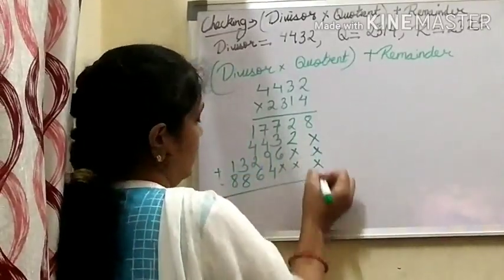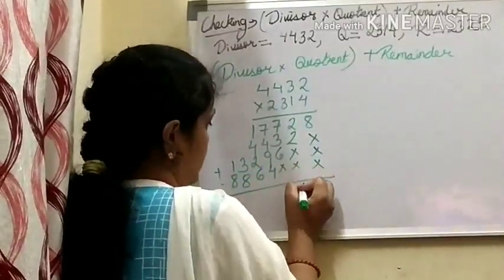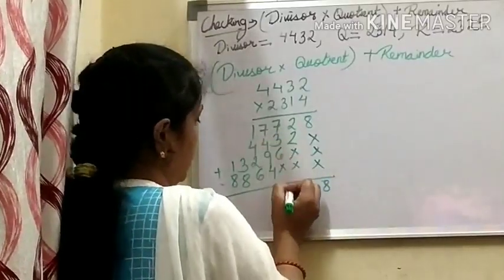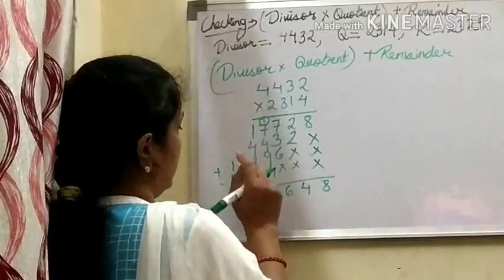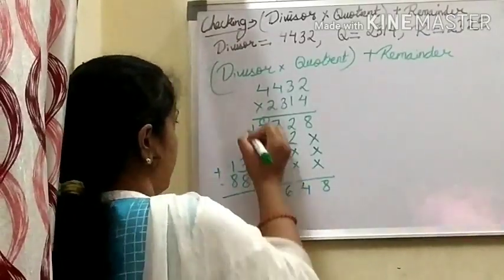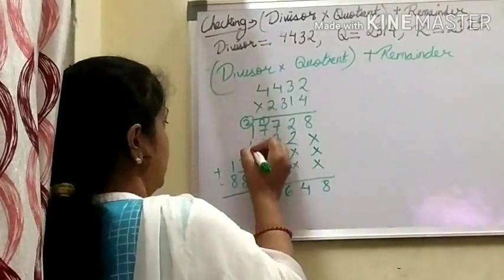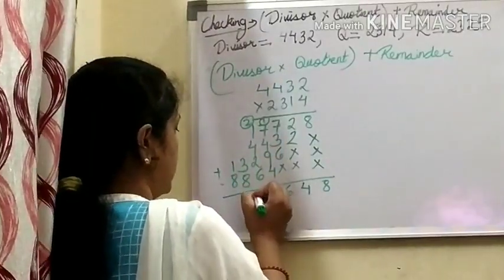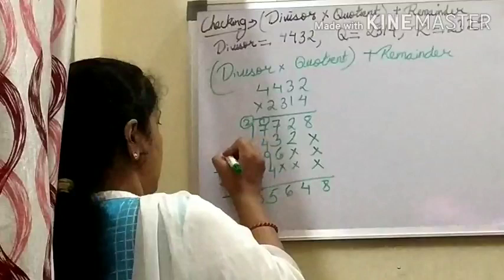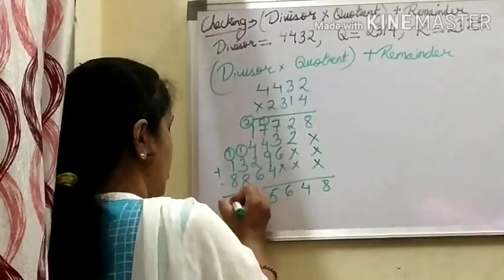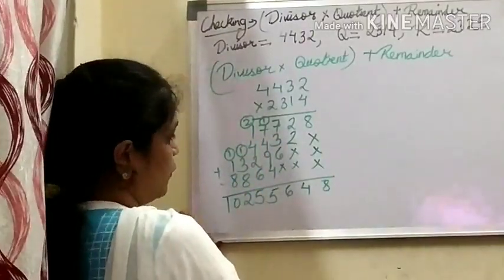Now we have to add what we got. 8, 2 plus 2 is 4, 7 plus 3 is 10 plus 6 is 16, 7 plus 1 is 8, 8 plus 4 is 12, 10 plus 9 is 21 plus 4 is 25, 2 plus 1 is 3, 3 plus 4 is 7, 7 to 9, 9 plus 6 is 15, 8 plus 3 is 11, 11 plus 1 is 12, 8 plus 1 is 9, 9 plus 1 is 10. I got 10255648.